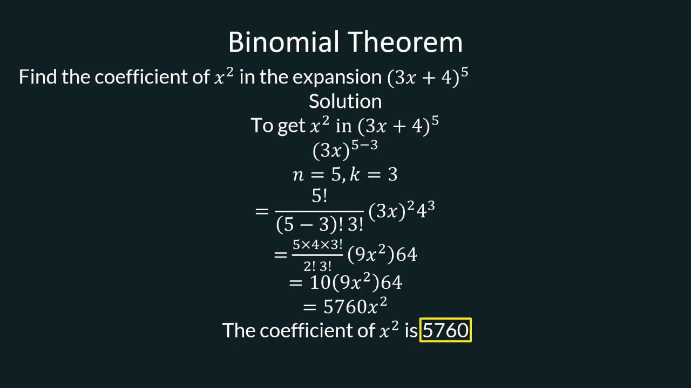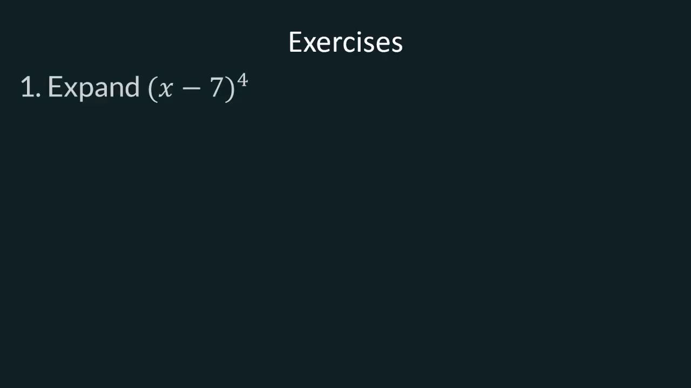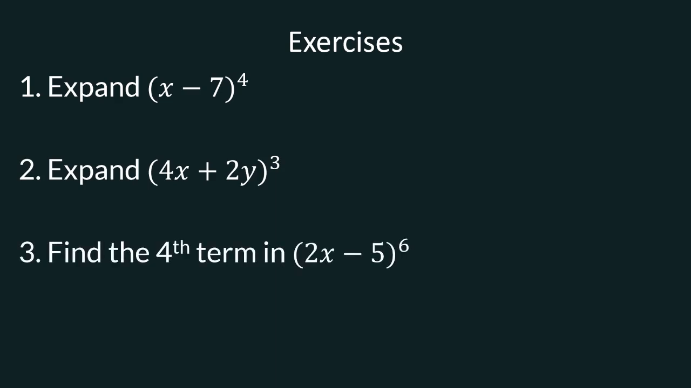So the coefficient of x squared in our expansion is 5,760. So now that we've covered the basics, it's time to put your knowledge to the test. Pause the video and try these examples. Number 1, let's expand x minus 7 all raised to the power 4. Number 2, let's expand 4x plus 2y all raised to the power 3. And number 3, let's find the fourth term in 2x minus 5 raised to the power 6. Just the fourth term.